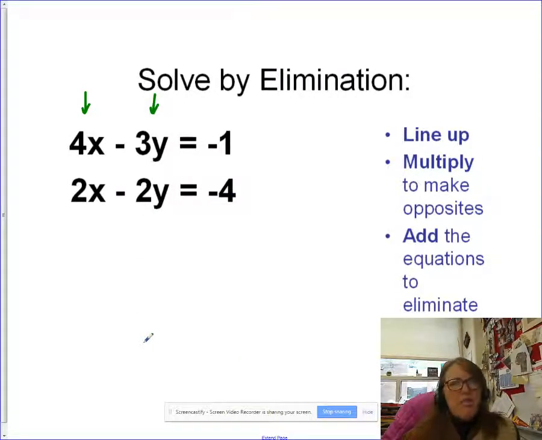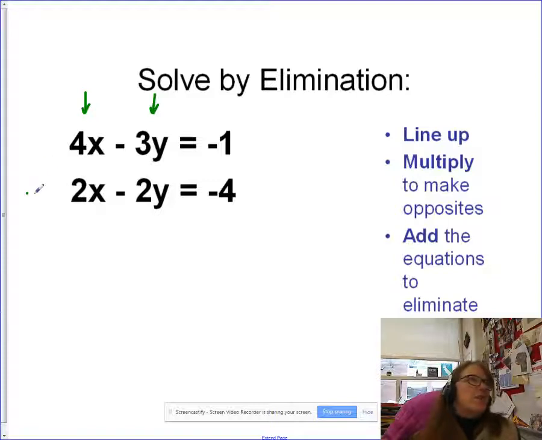I would probably find the first common multiple and then go from there. 3 and 2, the first common multiple would be 6. So I'd have to multiply this equation by 2 and this equation by 3. And then, oops, they're both negative. So then I'd have to multiply one of them by a negative value to make it positive. You could do that. Sounds like a few extra steps.